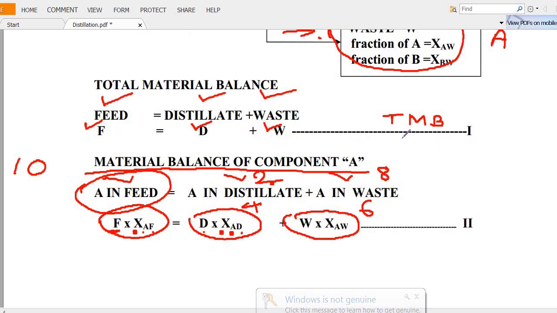Okay, so with the help of these two different equations, you can solve two unknowns in this particular distillation operation. So we have two equations, that means you can find out two unknowns in this distillation operation.